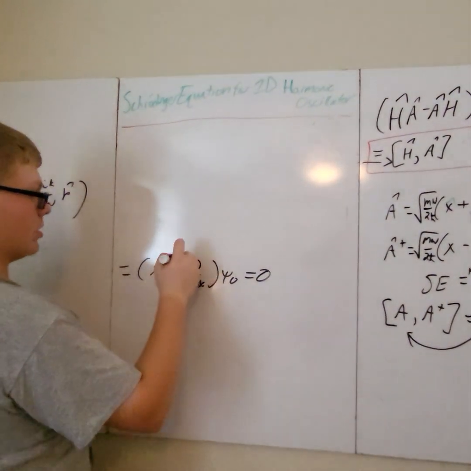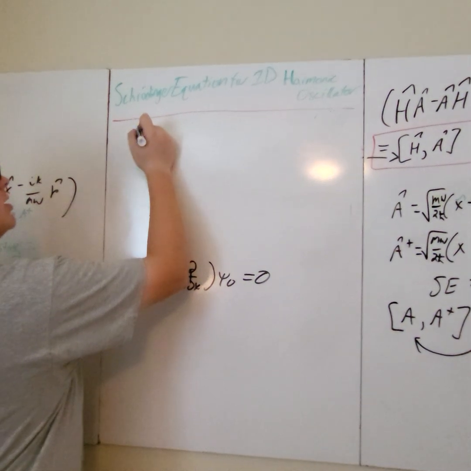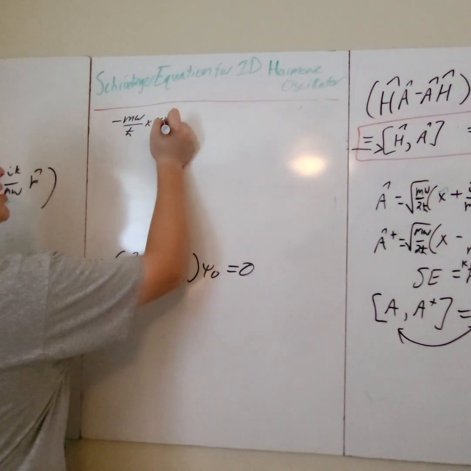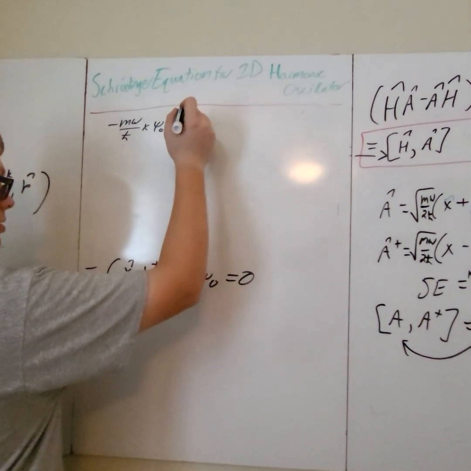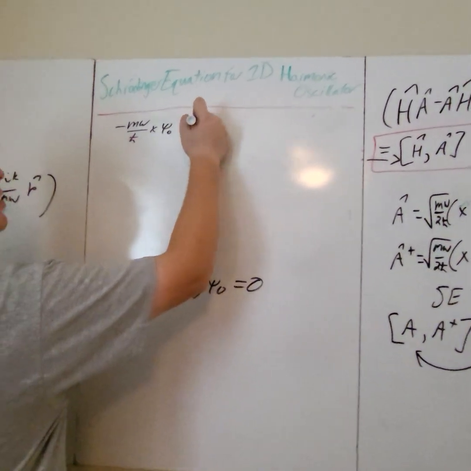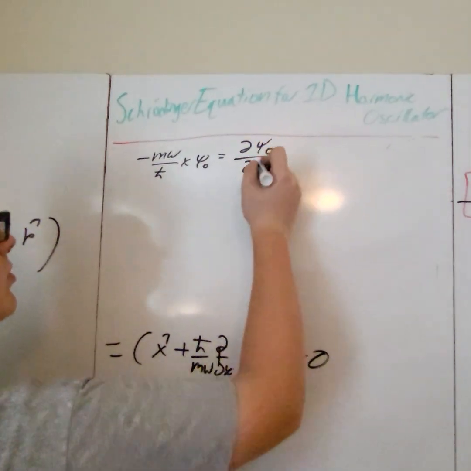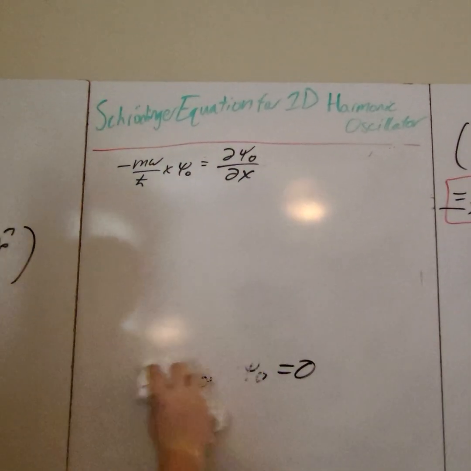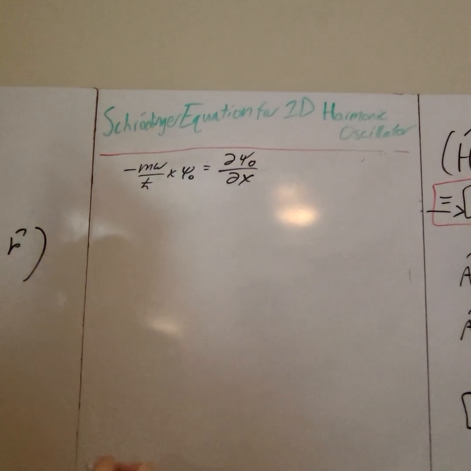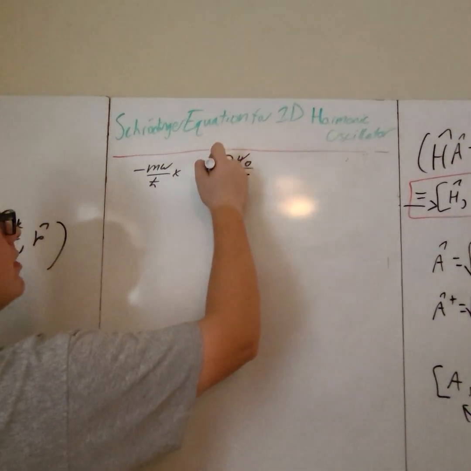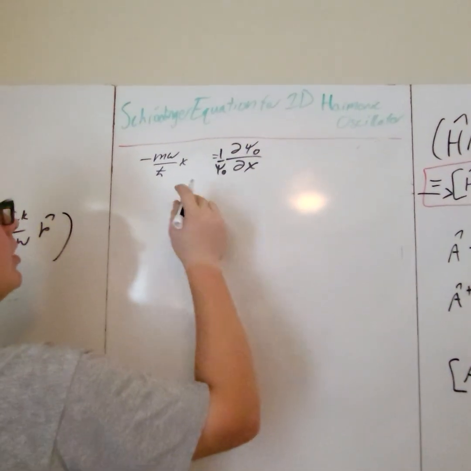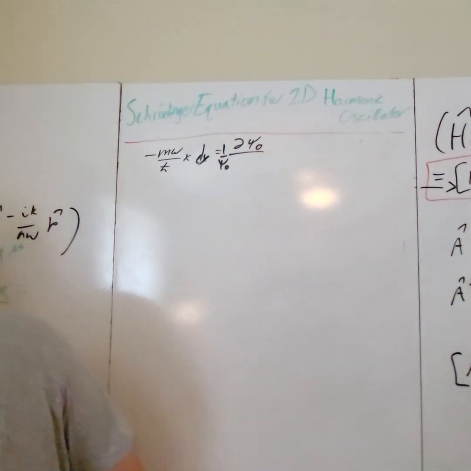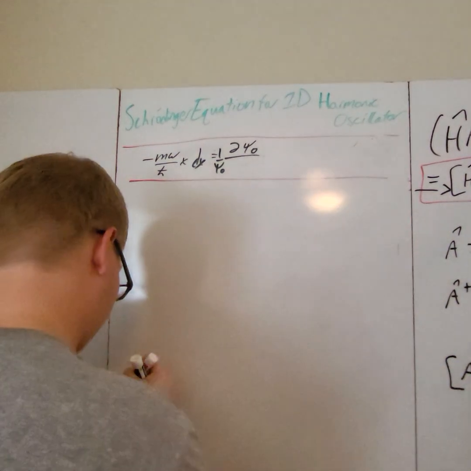I'm going to rearrange the terms in this equation. Negative mω over ħ x times psi equals psi sub 0, the derivative with respect to x. I'm going to rearrange that equation like that. Well, you can just pull this out there, a factor of, and you can take this dx and put it here. And now we want to integrate.